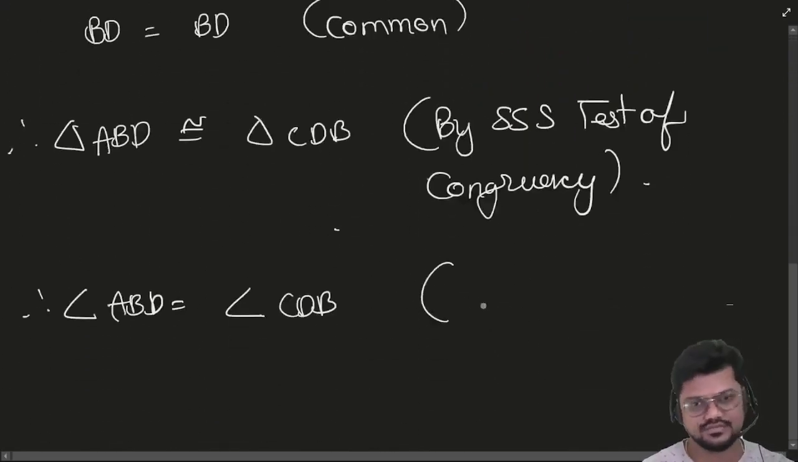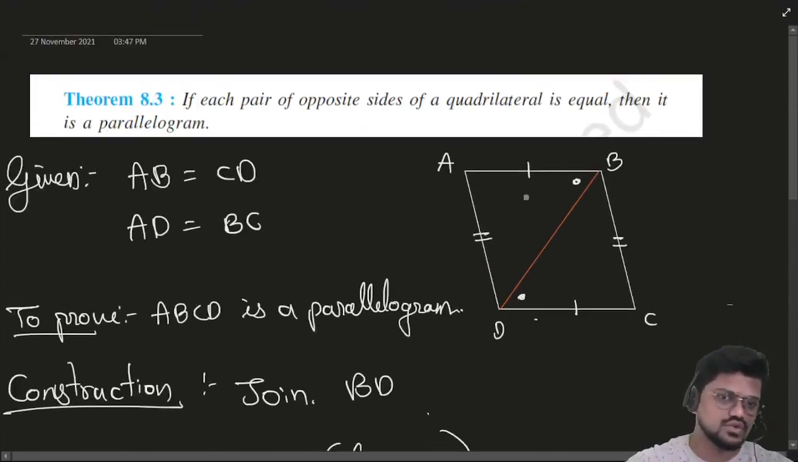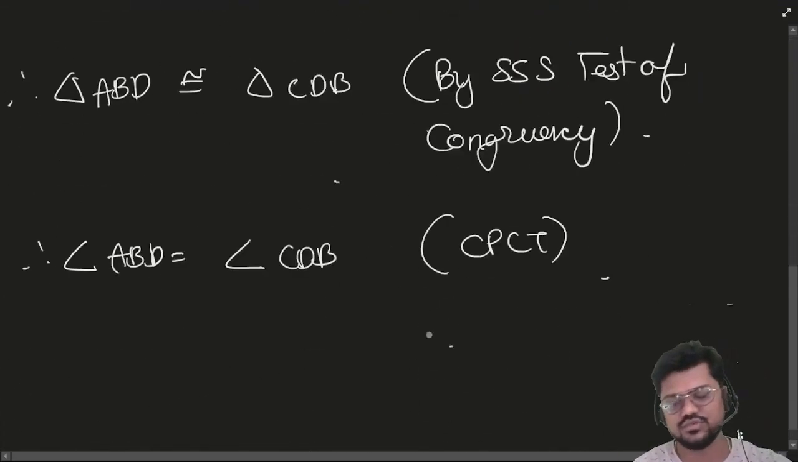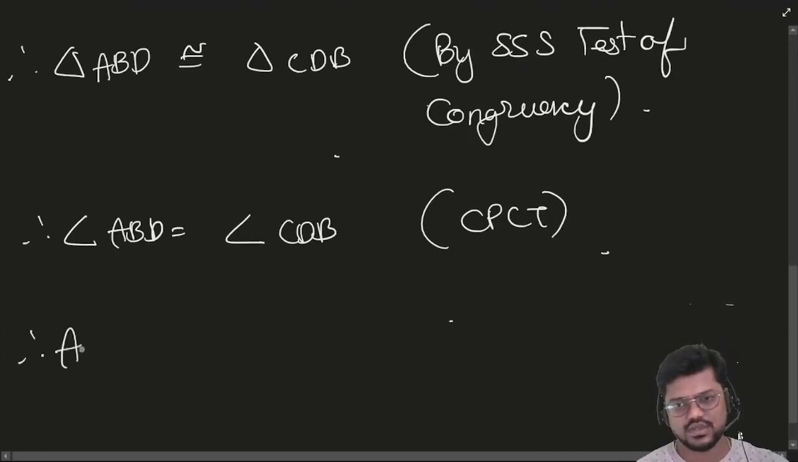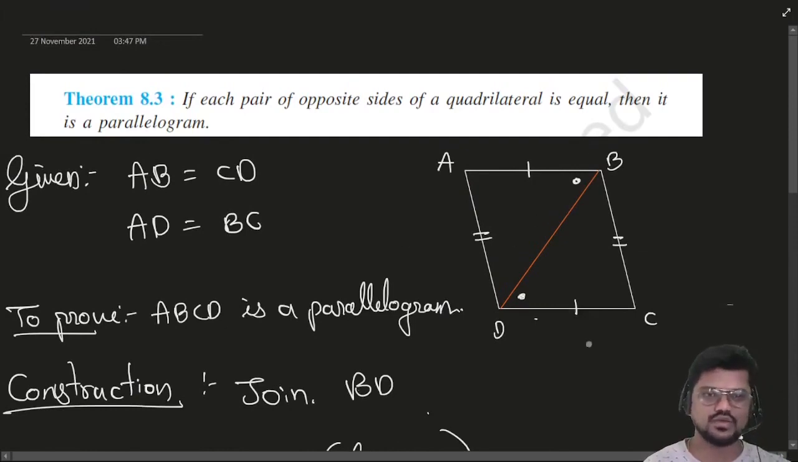CBCT, CPCT, right? They are equal by CPCT. Now, if these two angles are equal, then what can we say about the two sides, that is AB and CD? Therefore, AB is parallel to CD, right? And similarly, I can say AD is parallel to BC, then I can say it is a parallelogram.